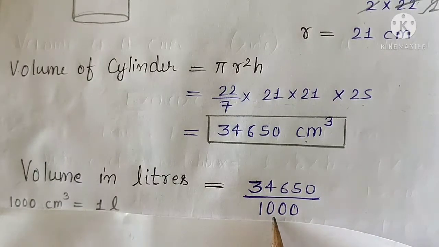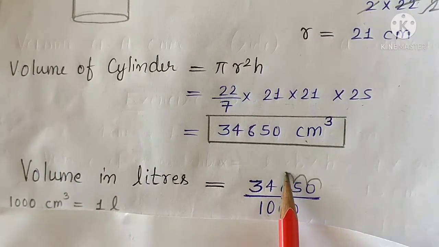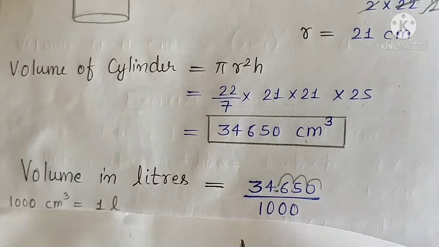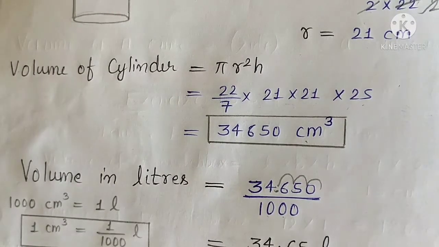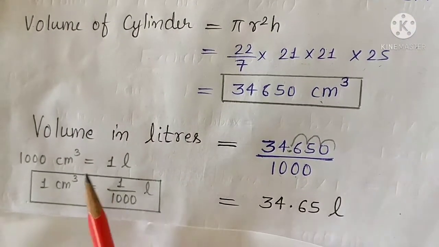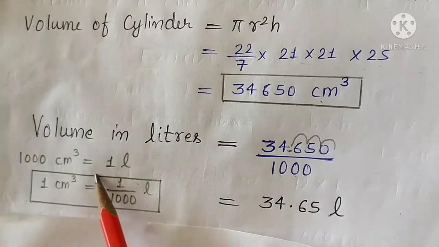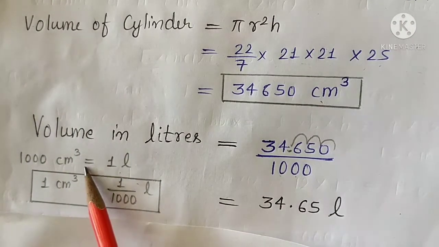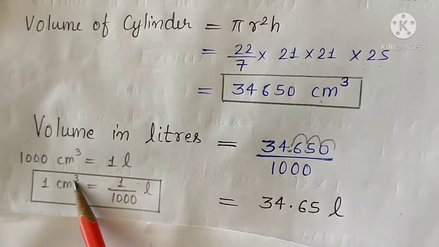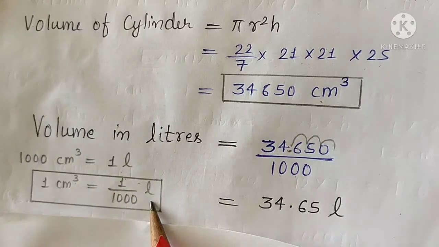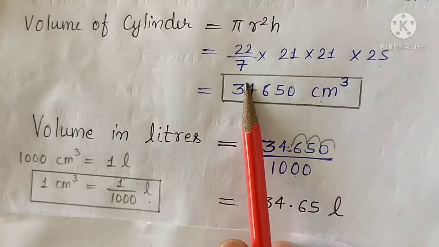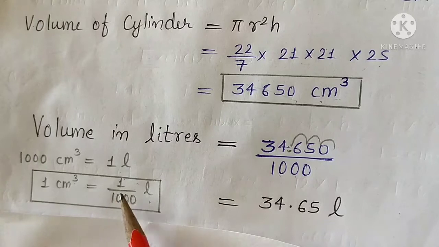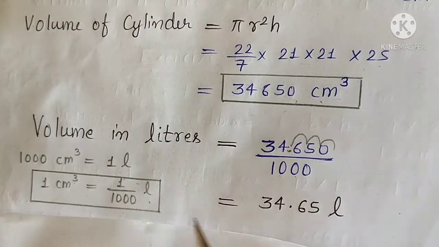So how many zeros are there? Just check. 1 2 3. It means the point will come this side. So it will come 34.65 liters. How have we converted this to liters? You can see 1000 centimeter cube is given as 1 liter. It is already there. We know that. So 1 centimeter cube equals how many liters? 1 upon 1000 liter. And here how many liters are there? 34650 centimeter cube. So it will be 34650 divided by 1000. So it comes 34.65 liters.